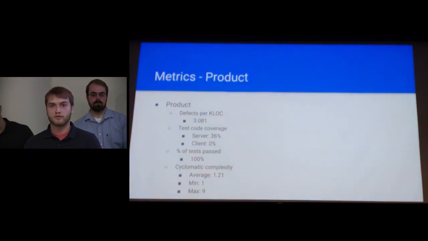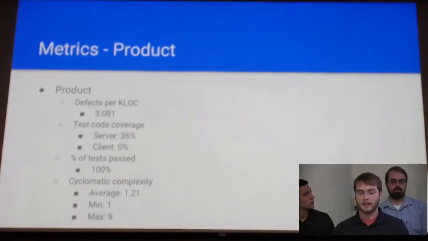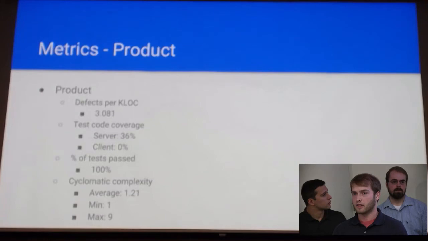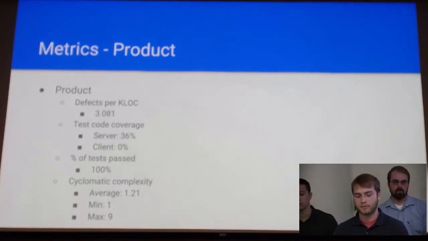And in terms of our metrics so far, we've got defects per 1,000 lines of code, test code coverage, percent test pass, and cyclomatic complexity. In terms of our defects, we've actually been doing a pretty good job of keeping our number of bugs down. We're just tracking the bugs in Team Foundation Server whenever one of them comes up.